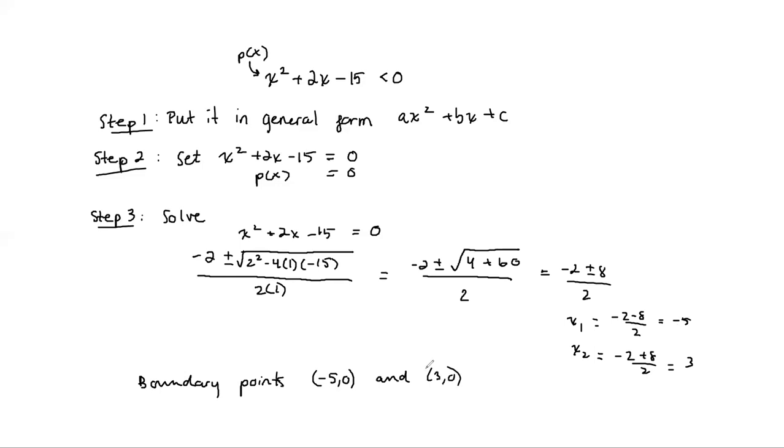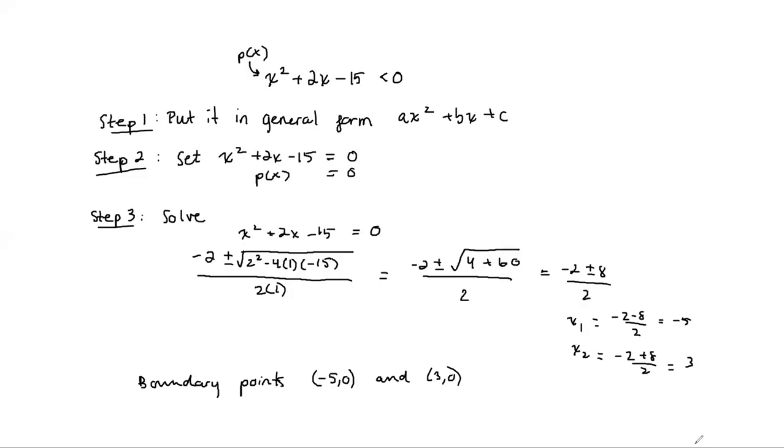Okay, let's move on to step 4, which is a bit more complicated. So let me just switch here. Again, we are looking to find the values of x such that x squared plus 2x minus 15 is less than 0. So we had found 2 values. We had found x is equal to, going back, minus 5, and the other is 3. These are the two values or the boundary points that we were talking about. Step 4.